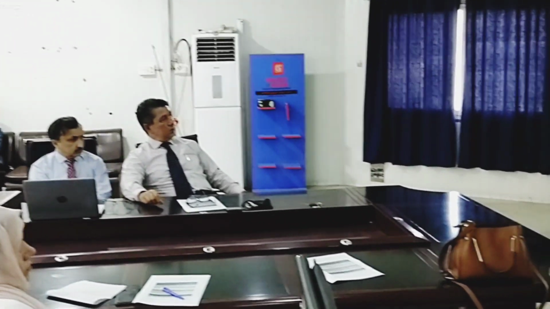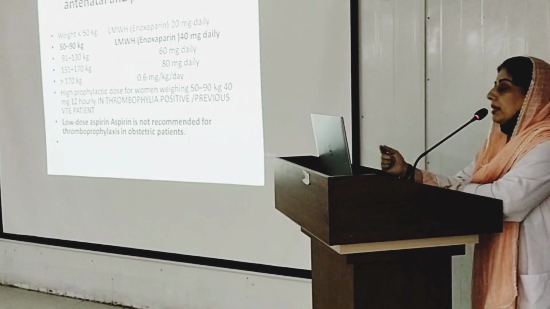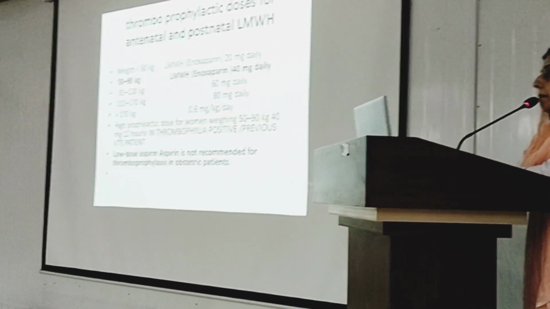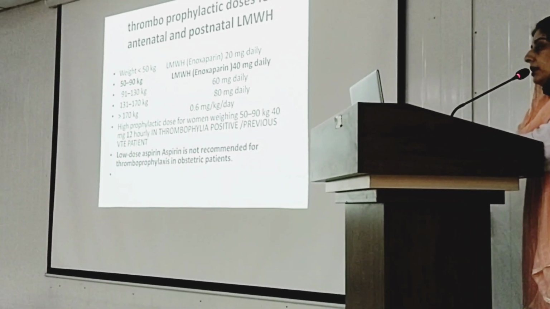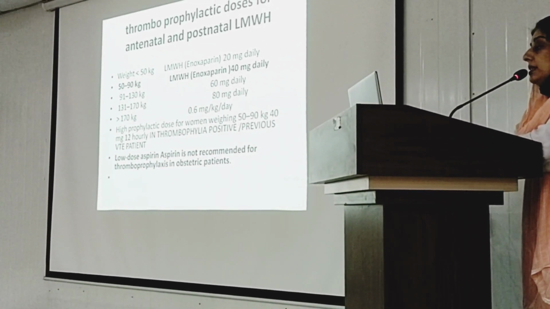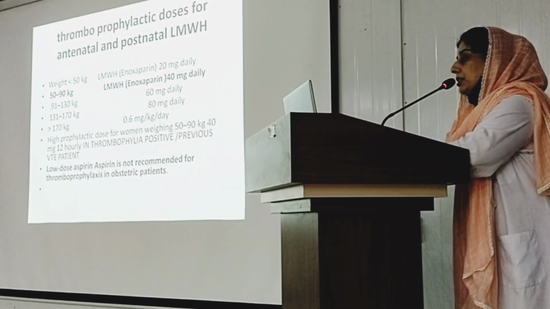Regarding the doses, it looks a little bit complicated, but it is simple. If a patient has a weight less than 50, which is very unusual, it's 20 milligram. Mostly our patients fall in the category of 50 to 90 kg. The dose is 40 milligram once daily. Weight above that, 91 to 130, dose is 60 milligram. And a further 20 milligrams is added if it is 131 to 170, and more than 170, which is a very obese patient, it will be 0.5 milligrams per kg per day.